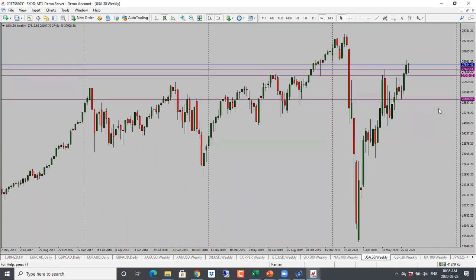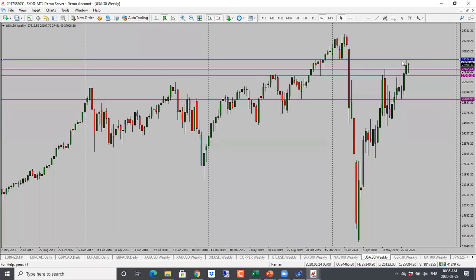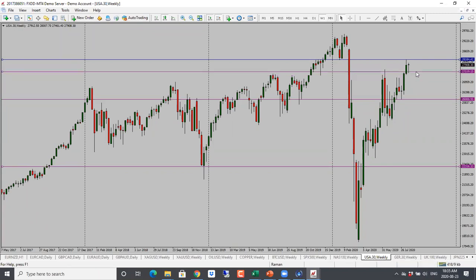Dow Jones, this is also looking bullish. It is into resistance here, but we have a pin to the downside, which shows a rejection of the support. And this means that we're likely to see a move higher. So first target is this 28,185 level.